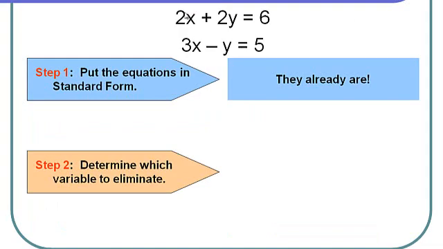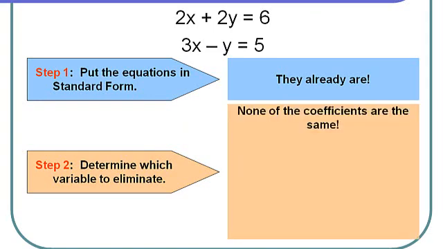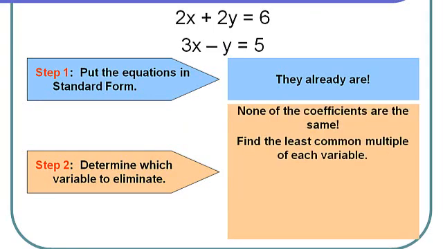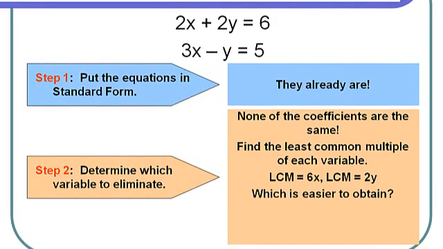Determine which variable to eliminate. As you can see, neither variable has the same coefficient. Which one is easiest to get the same coefficient by multiplying through? That's what you're asking when you want to determine this. So I would say that it would probably, well, you can find the least common multiple. I'm not going to worry about that. You guys can do that mental math.